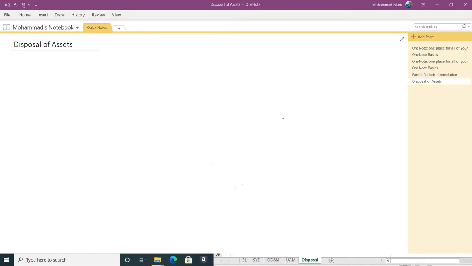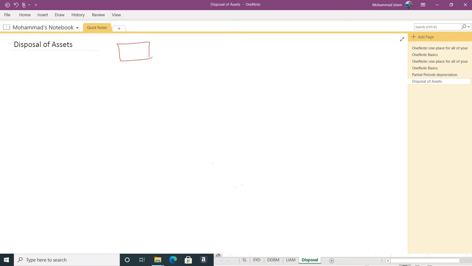So welcome to the disposal of asset. Disposal of asset means getting rid of something. Say for example, you have an asset. Let's see. So you have this asset.